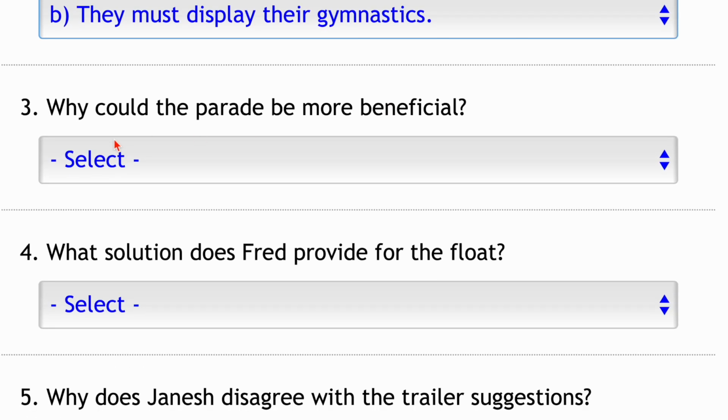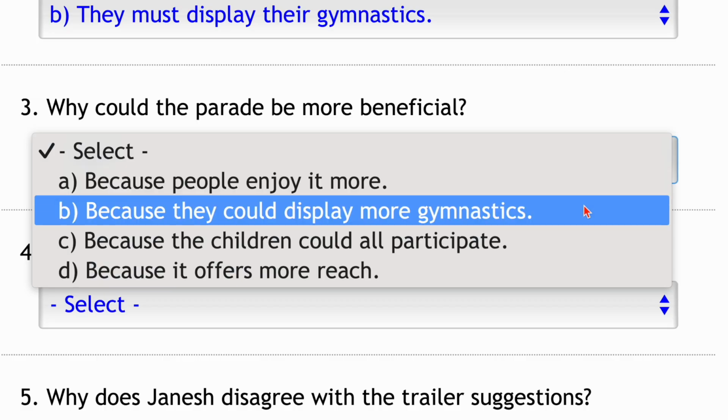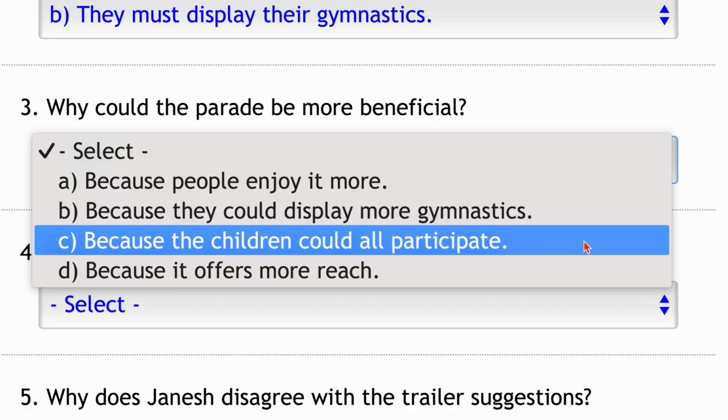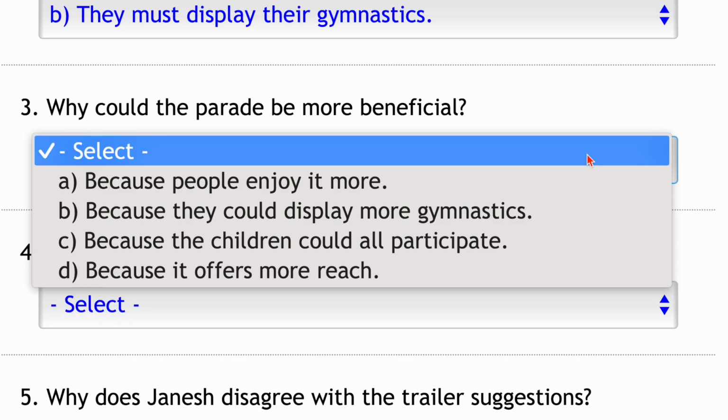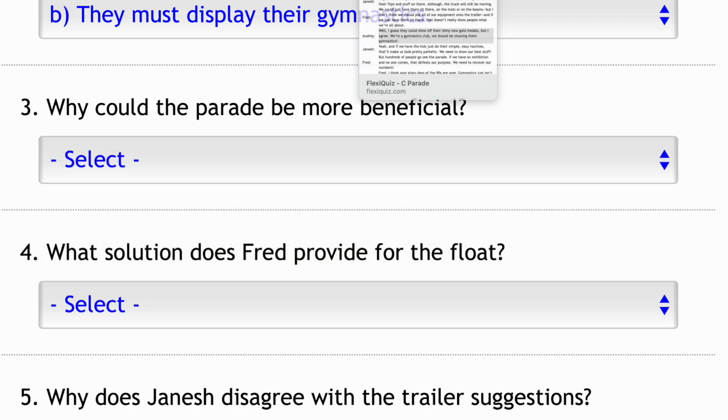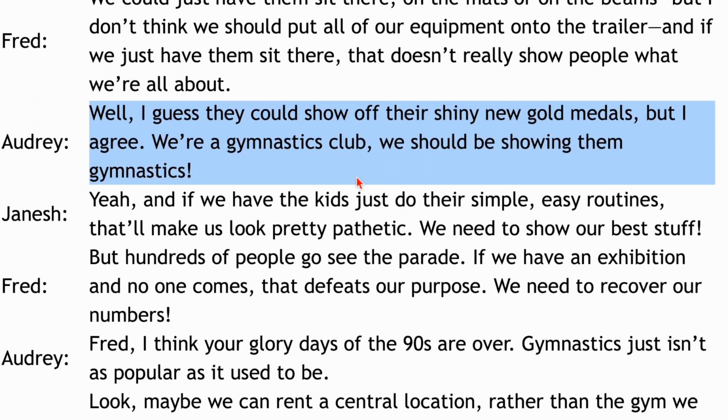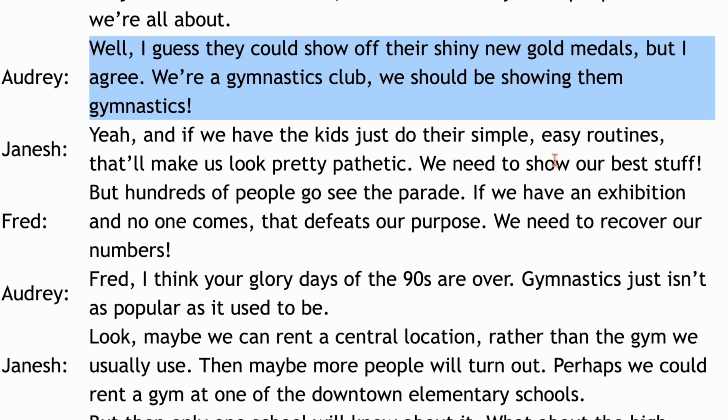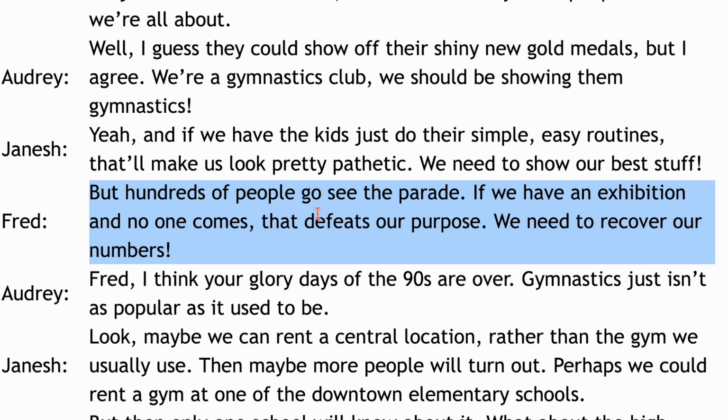Okay. Number 3, why could the parade be more beneficial? Because people enjoy it more, because they could display more gymnastics, because the children could all participate, because it offers more reach. Yeah, and if we have the kids just do the simple, easy routines, that'll make us look pretty pathetic. Like, not good. We need to show our best stuff. But hundreds of people go see the parade. If we have an exhibition and no one comes, that defeats the purpose. We need to recover our numbers. So I think this is the key.